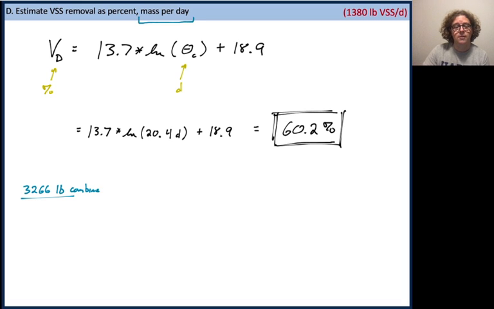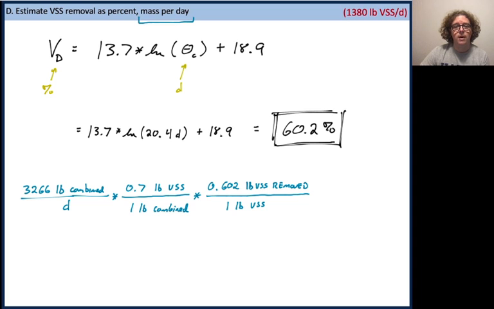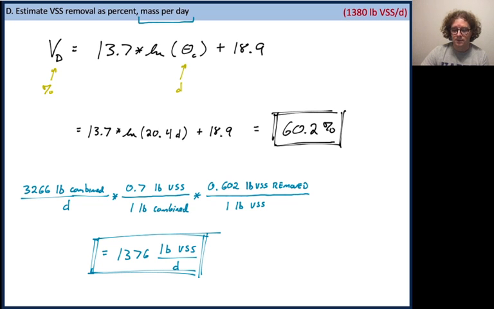Well, that's a percentage. To get the mass per day, we can take the mass of combined sludge that's being input, so 3,266 pounds per day of combined sludge, combined meaning it's coming from both the primary and secondary clarifiers. We were given that each pound of that combined sludge contained about 0.7 pounds of volatile suspended solids. And we know that for every 1 pound of volatile suspended solids, about 0.602 or 60.2% will be removed. So we can work through that calculation and I get about 1,376 pounds of VSS per day.